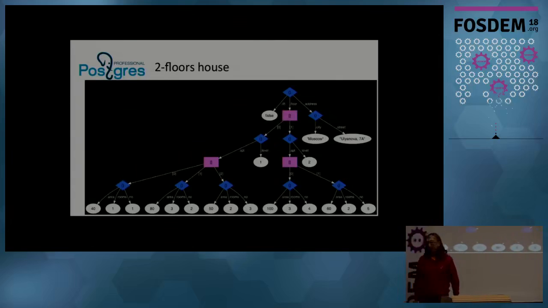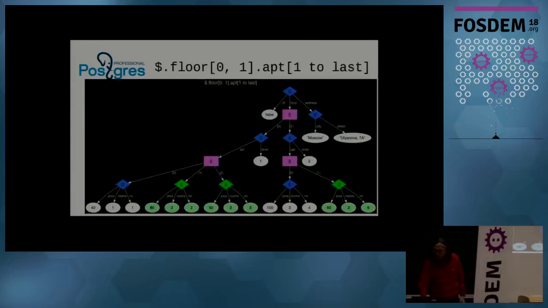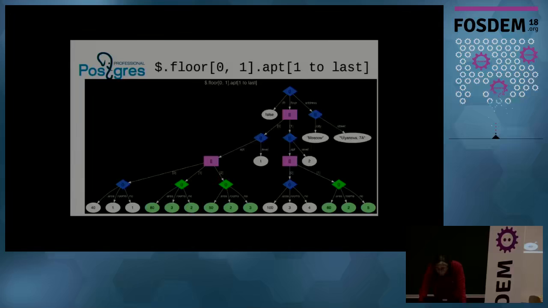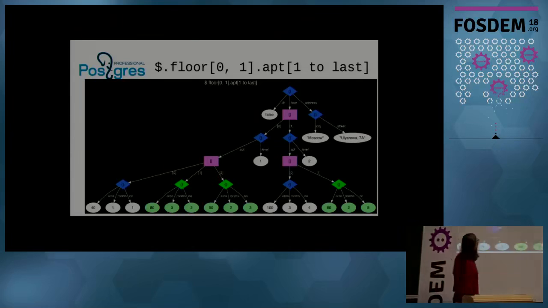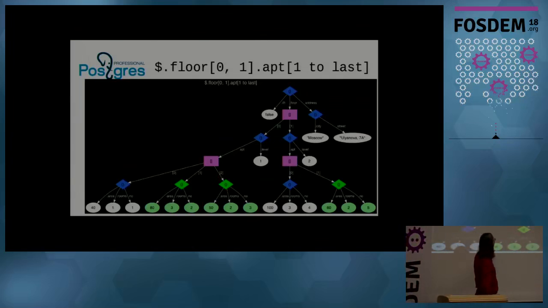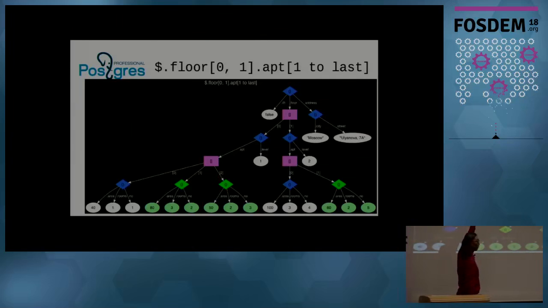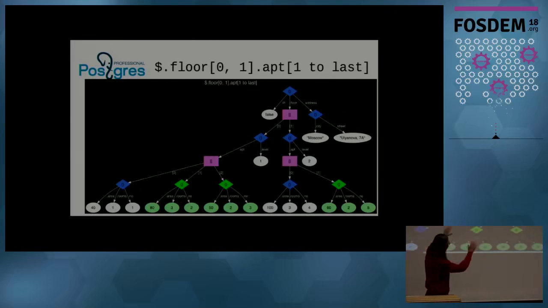And for example, if you want to choose apartments of floors from 0 to 1 and apartments from 1 to last, okay, you see this is a result of this JSON path expression, the green. So from the whole structure, from the whole JSON, you easily select some sub-part, sub-branches.